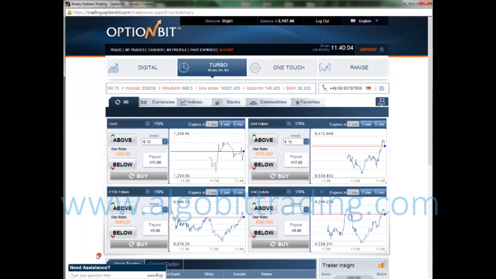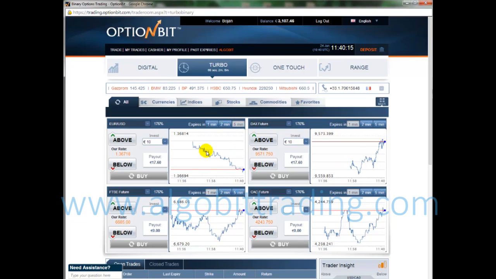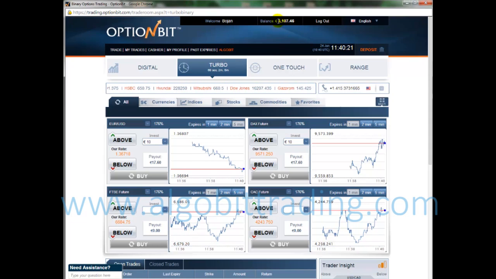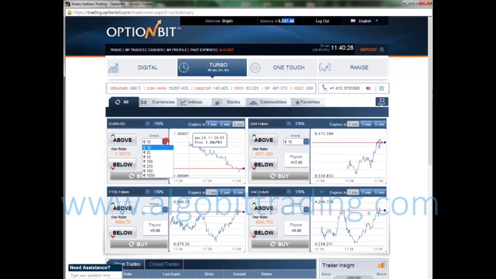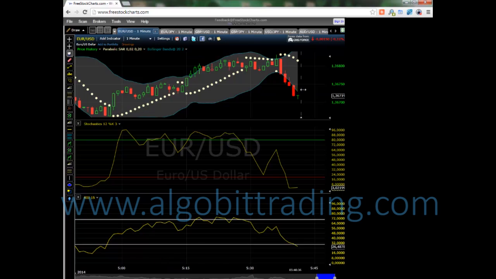So I'm just going to prepare my trade. I'm going to go here on the OptionBit trading platform. I'm going to select here the euro dollar currency, and I'm going to select 5-minute expiry rate. You can see the chart here. Basically I'm getting the chart that's also on the free stock charts, and you can see my account balance is now 3,107 euro. So I'm going to take a 50 euro trade on this. I'm going to trade up, obviously, and let me check what's happening on the charts.